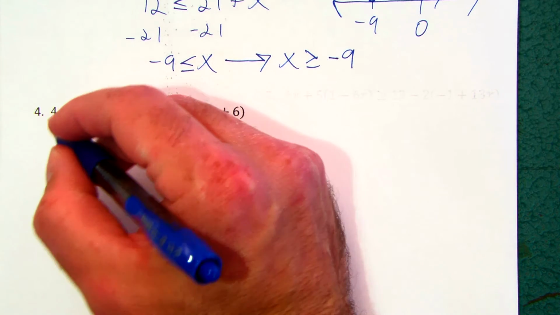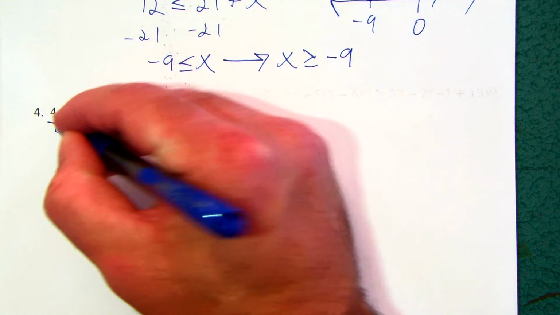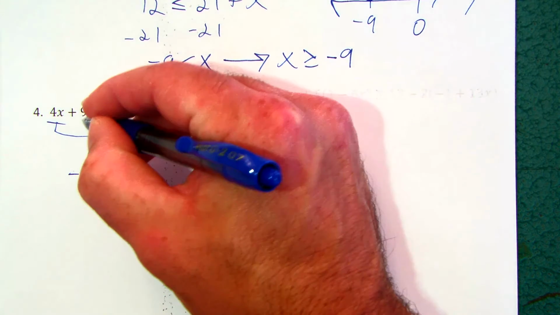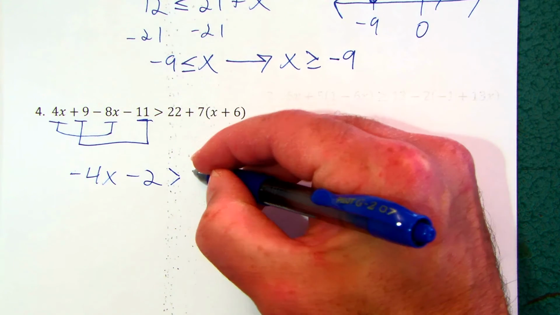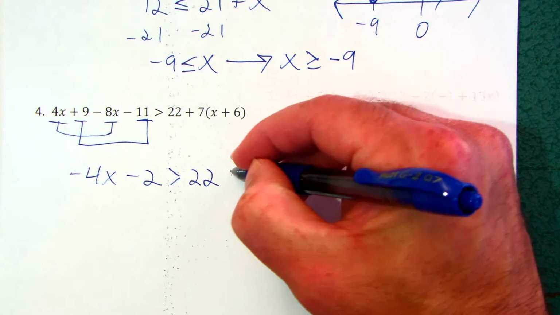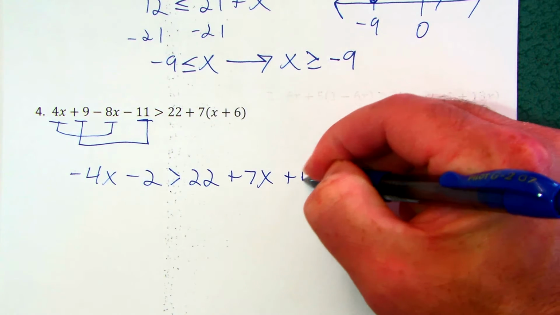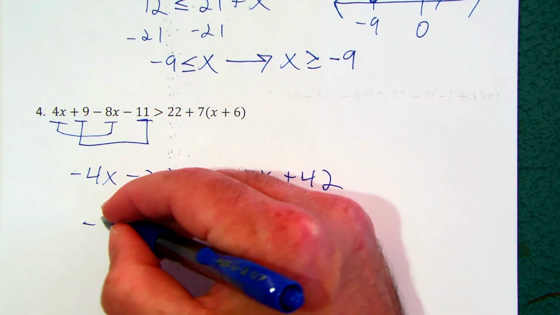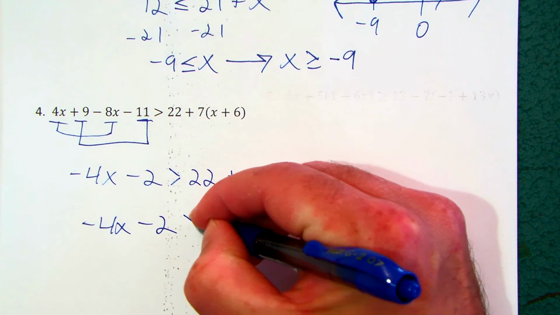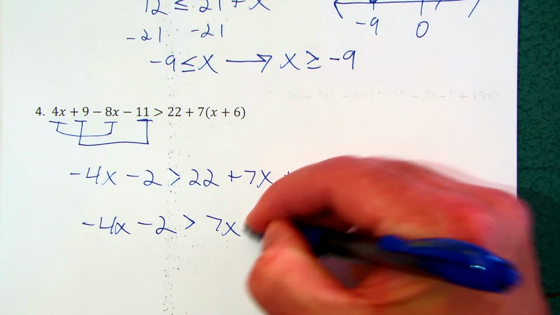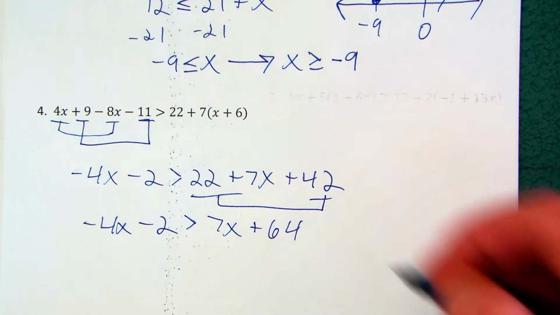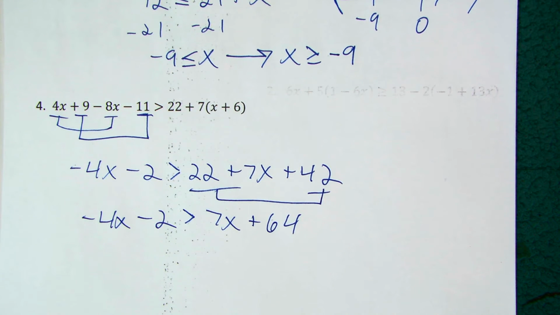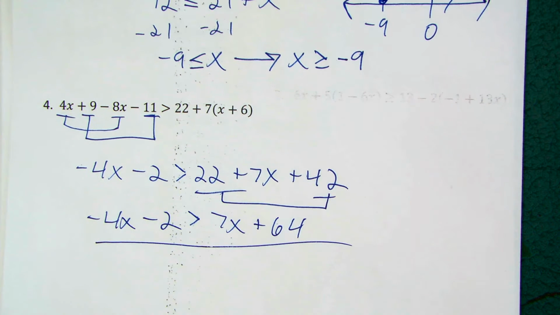So again, like terms to get started, 4x minus 8x is negative 4x. 9 minus 11 is negative 2. Got to distribute that 7, so plus 7x plus 42. Again, we got some like terms here, 22 and 42 is 64. So now I have negative 4x minus 2 is greater than 7x plus 64.